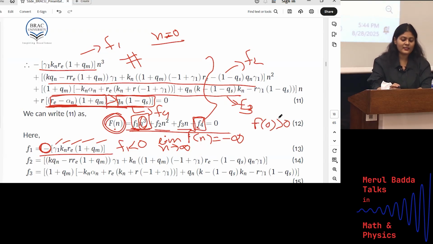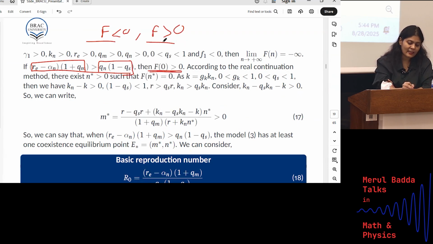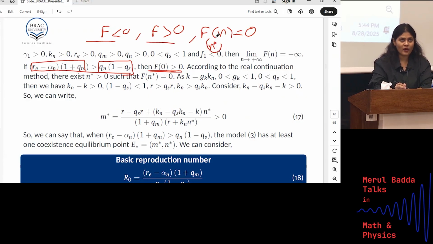So by the intermediate value theorem, if f is less than 0 for one condition and greater than 0 for the other, we can say there is at least one N for which this is 0. We consider this N as N star, which is our endemic equilibrium point. From N star, we can also find M star, and M star must be greater than 0, because again the density of any population cannot be negative.